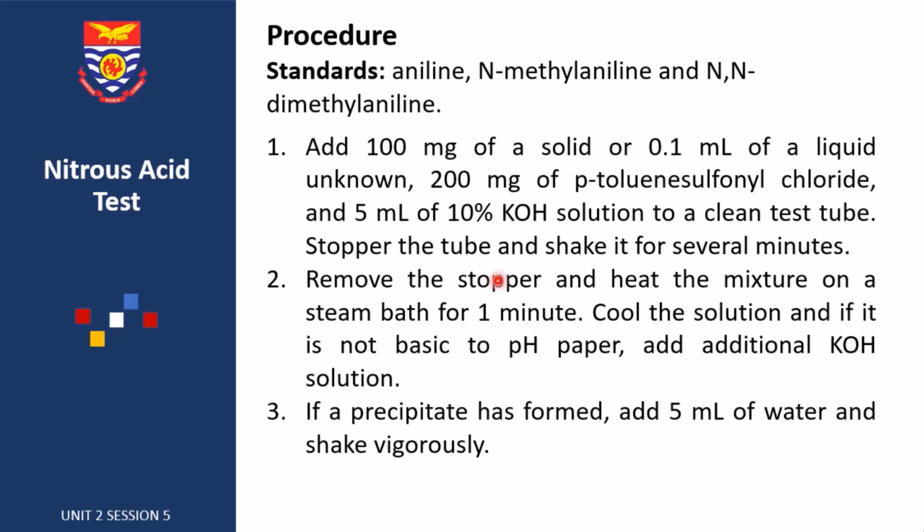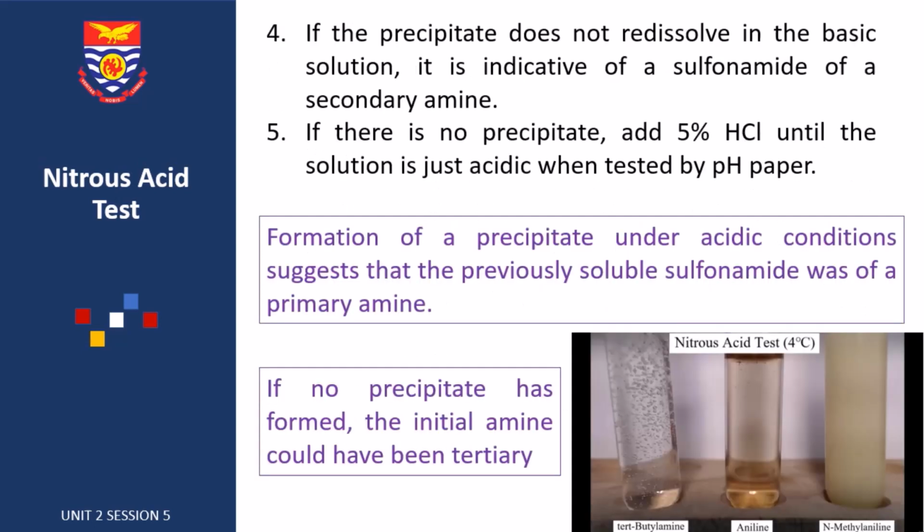You allow it to cool, and then you check that it is basic in pH. If your solution is not basic enough, then you can still add some of your base, in this case the potassium hydroxide or the sodium hydroxide, to make the solution basic. Now, if a precipitate has formed, then you add 5 mL of water and shake vigorously to test for its solubility. If the precipitate does not redissolve in the basic solution, it is indicative that the product formed is a sulfonamide of a secondary amine.